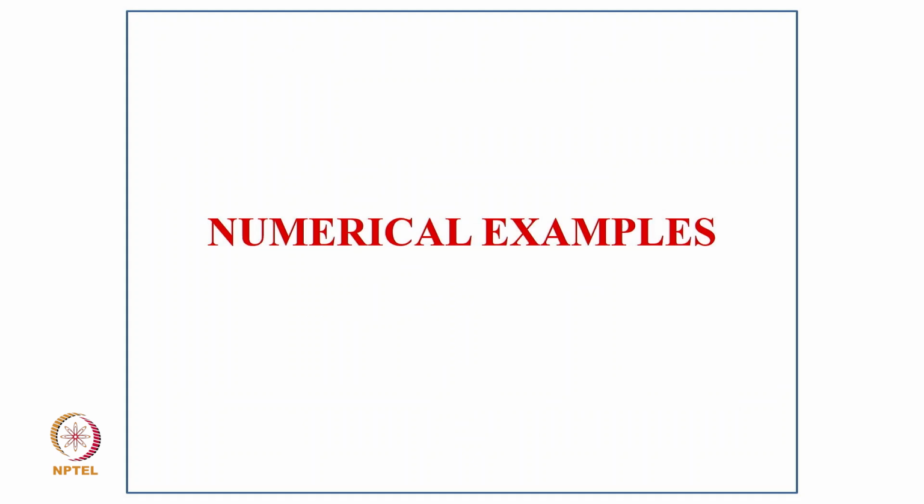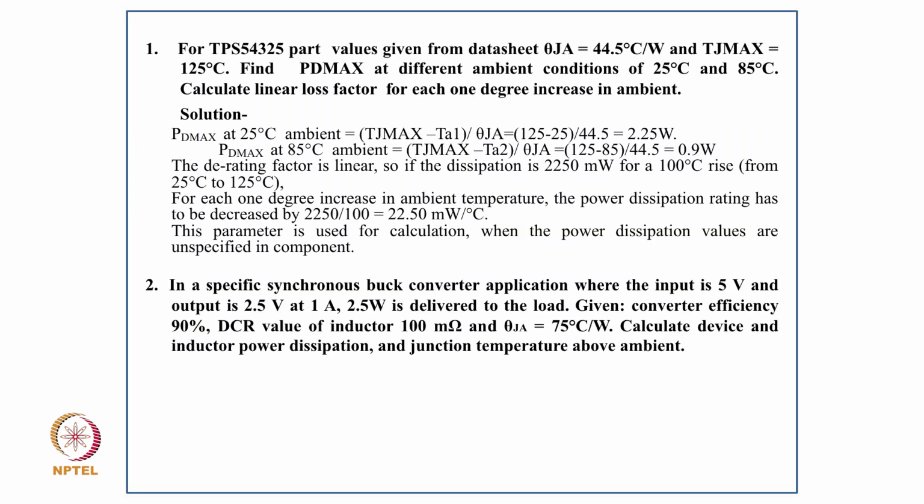These are about DSP. Now coming to numerical examples. For the TPS54325 part, values given in the data sheet are theta JA 44.5 degrees Celsius per watt and TJ max 125 degrees Celsius. Find PD max at different ambient conditions of 25 degrees Celsius and 85 degrees. Calculate the linear loss factor for each degree increase in ambient. So PD max at 25 ambient is (125 minus 25) divided by 44.5, so it comes to 2.25 watt, and PD max at 85 ambient it comes around 0.9 watt.